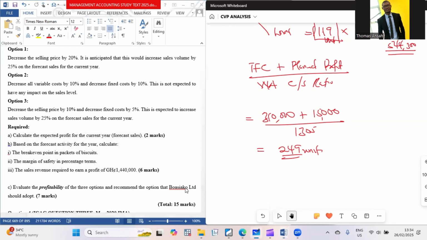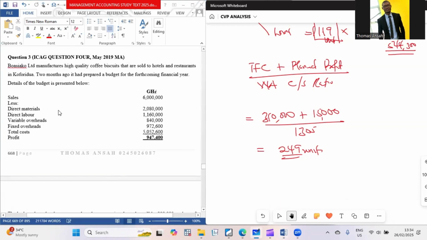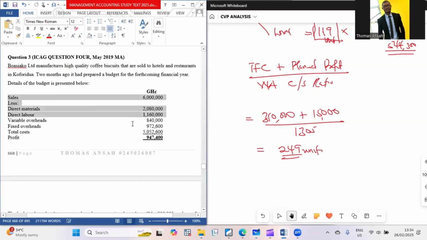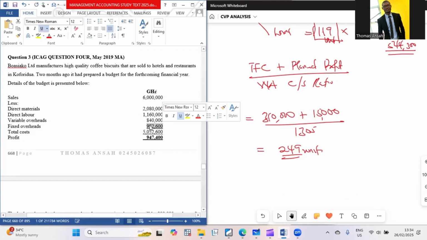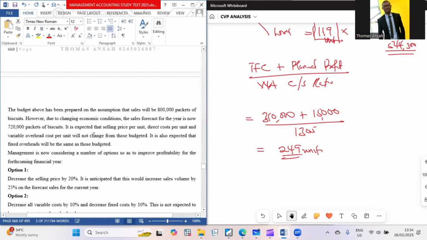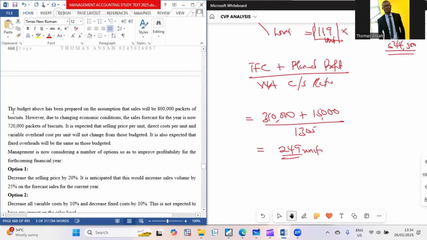Okay, so for example, if you look at this one, you have been given Boisiako Limited. These are the information, and you can see your fixed here. So this one should be underlined then. Okay, so that you have the total. This is also separated. You have this. So you have all the variable cost, and this is fixed cost. All right. So take note. It is the fixed that should be out. And it says that the budget has provided the assumption that sales will be 800,000 of biscuits.